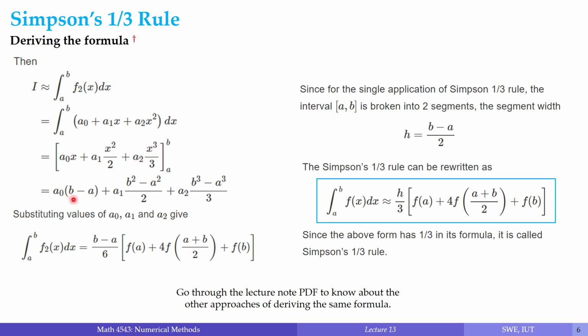Now we just plug in the respective values b and a. So for x, we get b minus a. For x squared by 2, we get b squared minus a squared by 2. And for x cubed by 3, we get b cubed minus a cubed by 3.